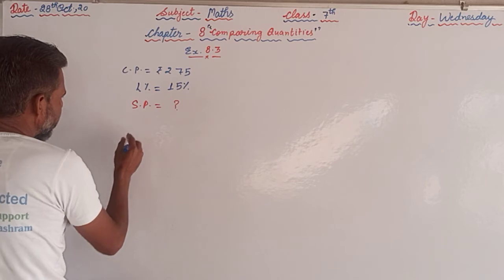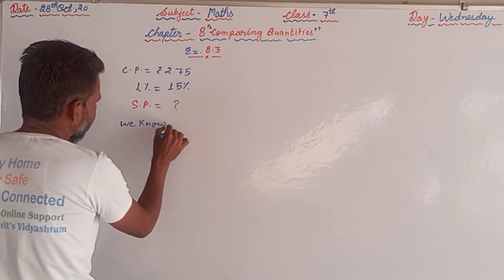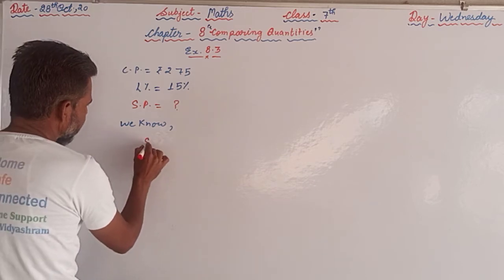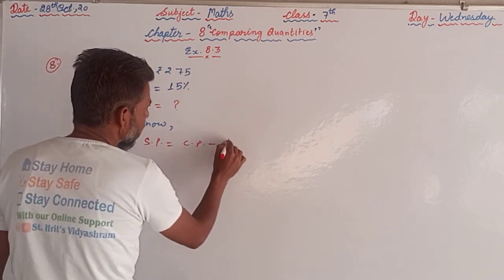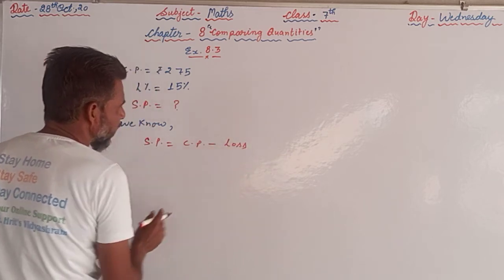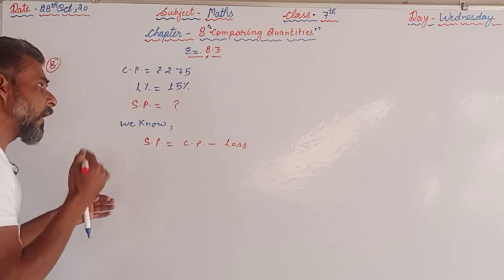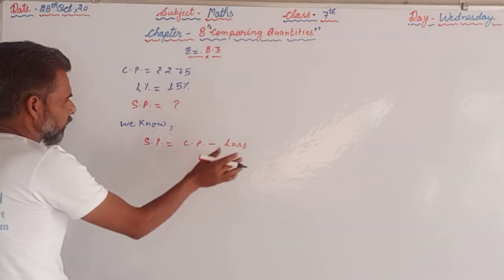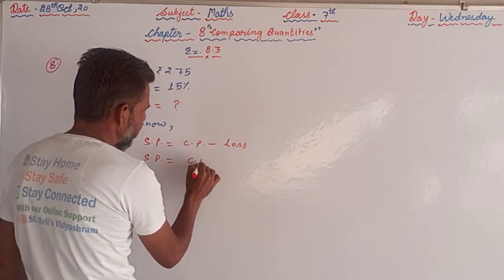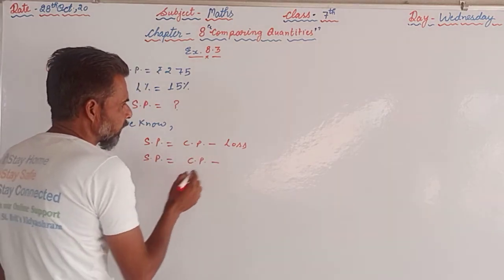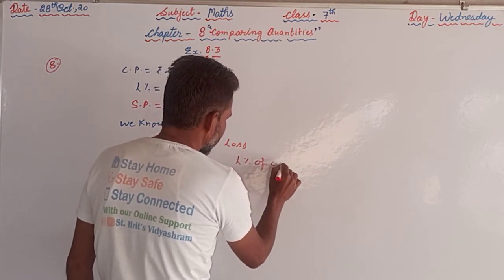So, we know that selling price is equal to cost price minus loss, if loss is there, and if profit would have been there, then we would have added. So, loss we are supposed to subtract. So, SP is equal to CP minus loss percent of CP.